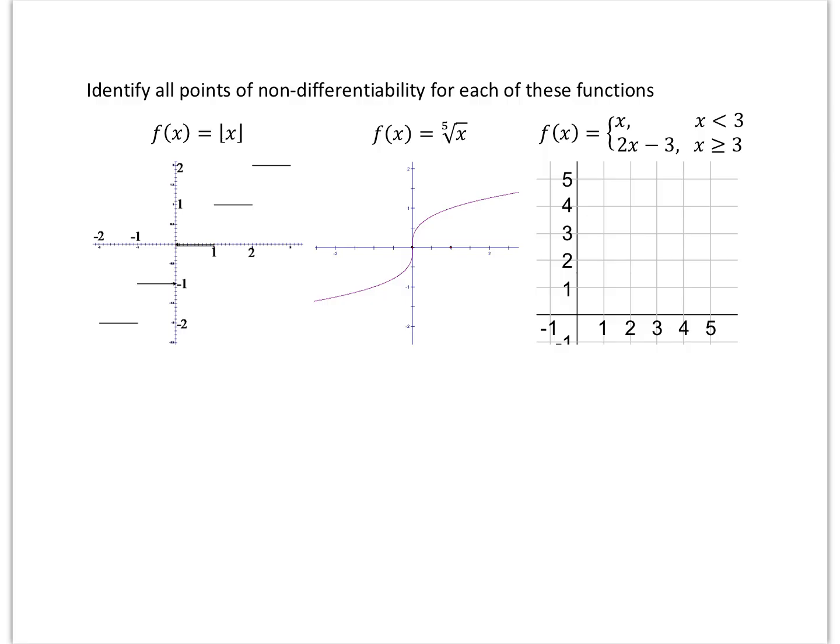Identify all points of non-differentiability for each of these functions. So any place where we have a discontinuity, we definitely don't have differentiability. So at every integer here, right, at 1 and 2 and 3, where we have these jump discontinuities, we have non-differentiability.